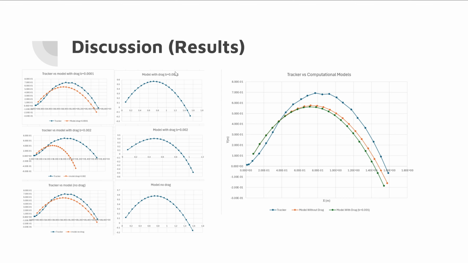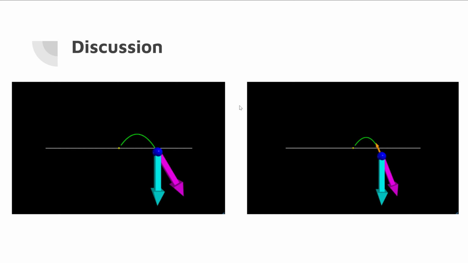As you can see, here's our models with drag, and then here's the model without drag. And then here it is compared to our Tracker data. The Tracker data is the one with a little divot here. And as you can see, here's all 3 models on the same chart. Here's the divot of our Tracker data, and here are the 2 models, one without drag, one with drag. We decided to use 0.0001 as our drag coefficient because, as you can see, 0.002 is just too off.